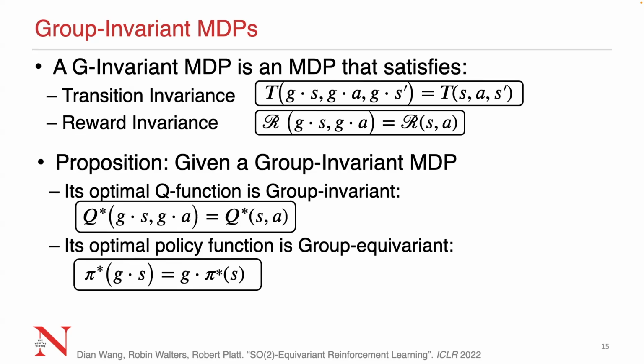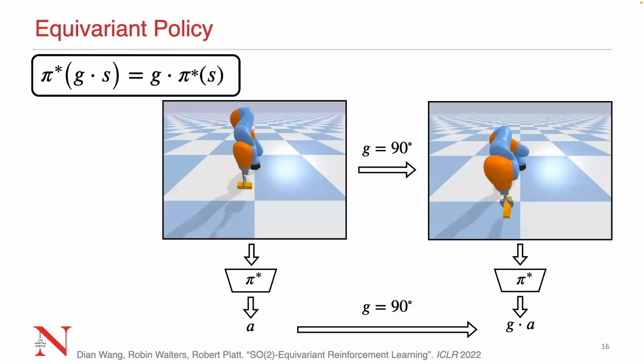And then the optimal policy function is going to be group equivariant. A policy function is a function from state space to action space. So you take input of a state and it generates an action. So that function, the optimal policy function, is going to be group equivariant. I will talk about both of them in detail in the next slides.